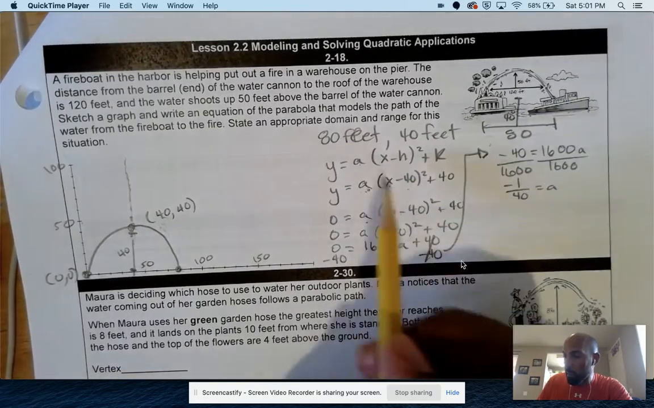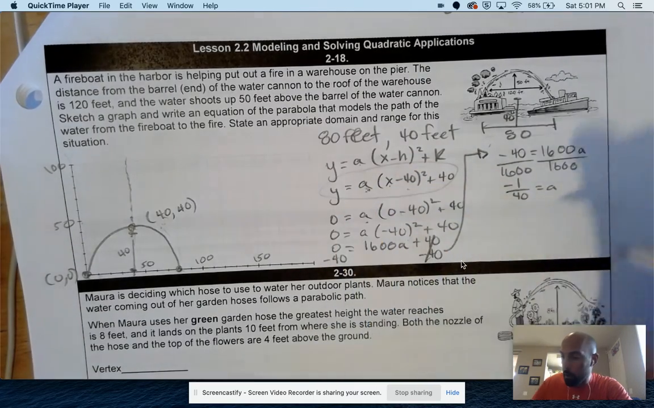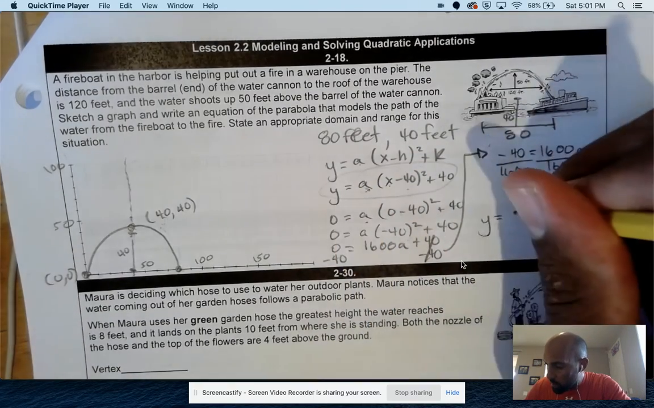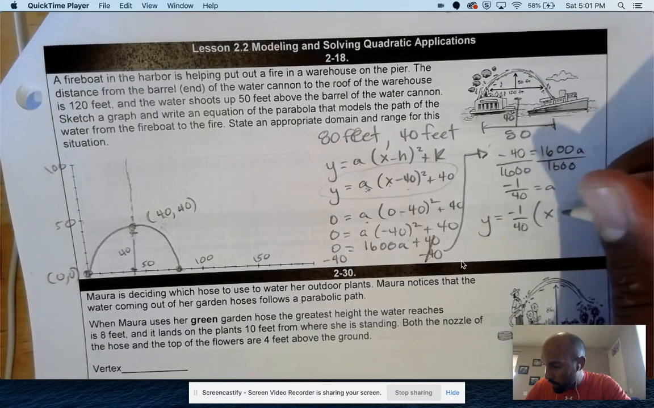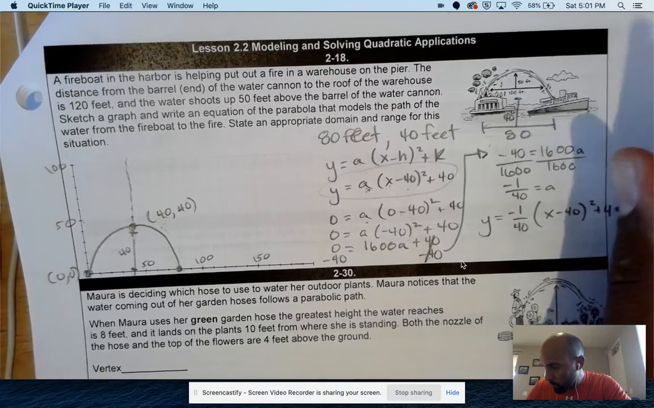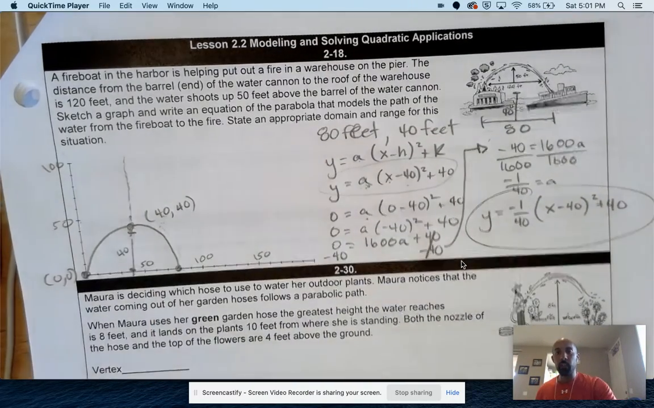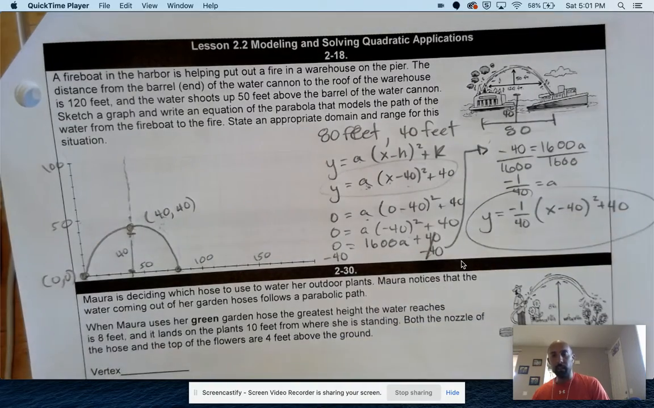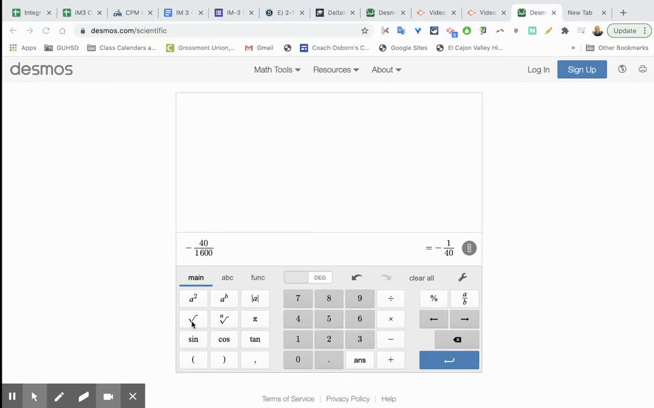So now I can set up my equation. We already knew that first part, right? So all we've got to do is plug that into the a. So my equation is negative 1 over 40 with a value, and then I've got (x minus 40) squared plus 40. Okay, so there's my equation. So I've got my graph, I've got my equation, so I can make some predictions about that stream of water. All right, let's move on to the next one.